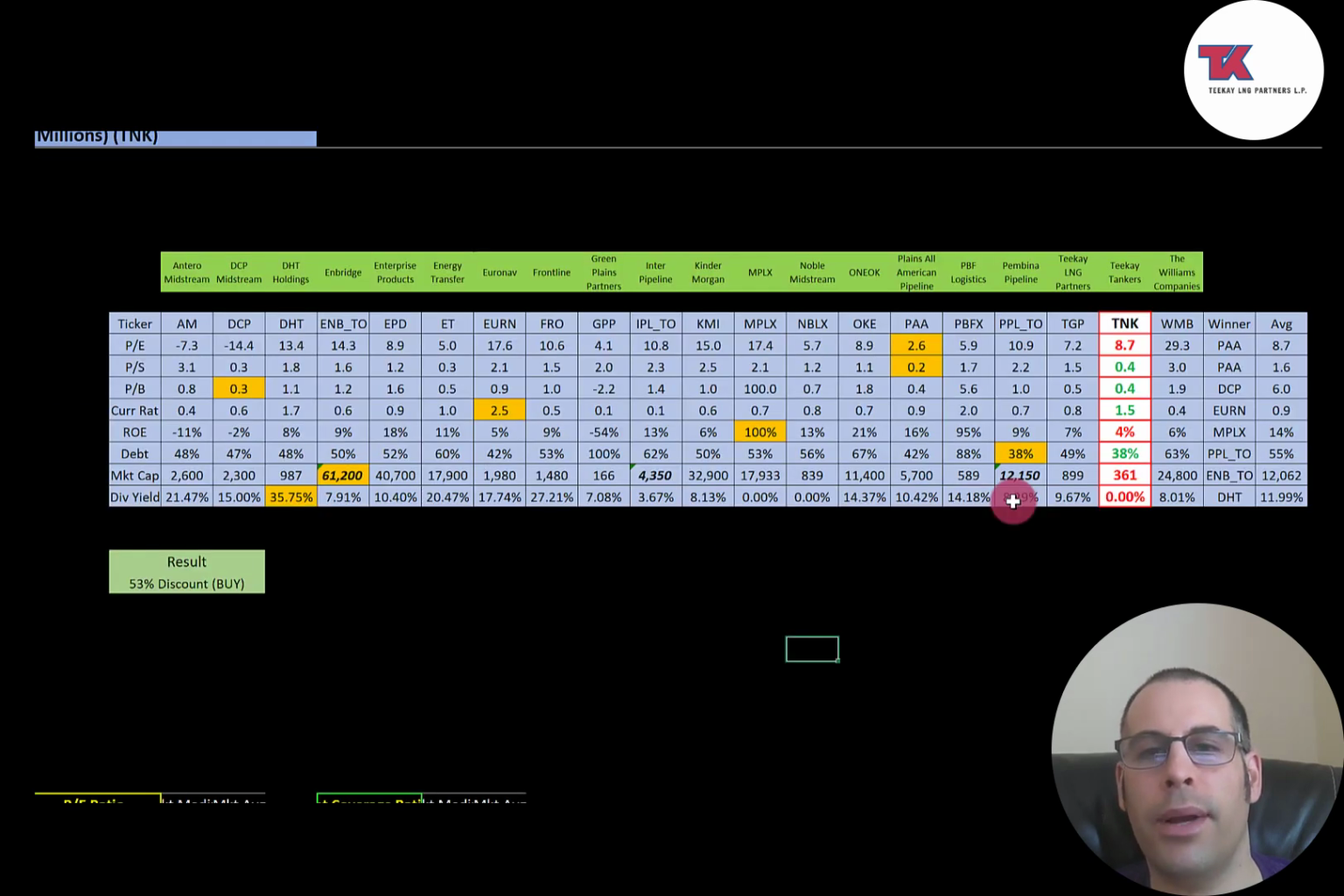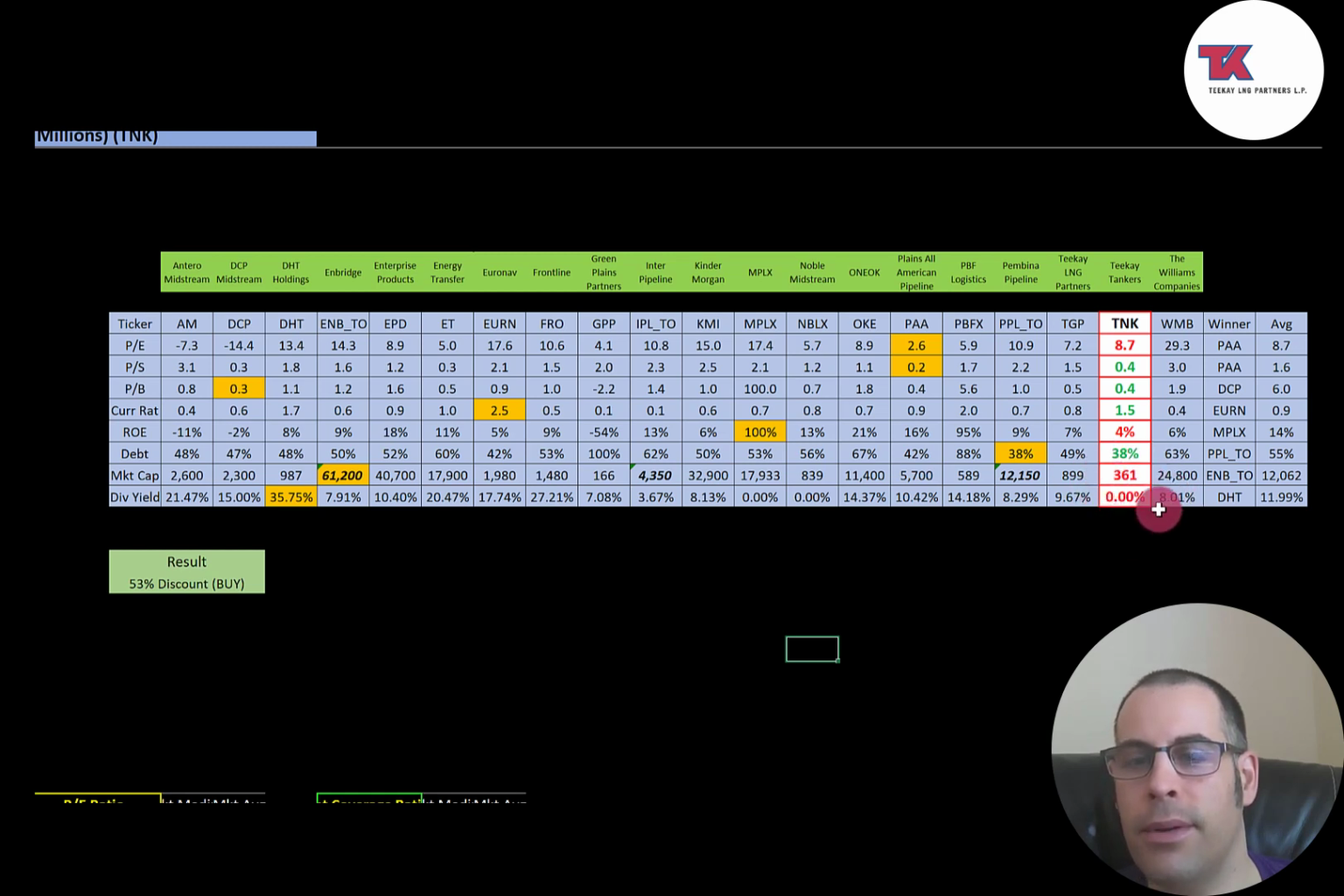The best way to look at ratios is to compare them to similar companies. I've done videos on 19 other oil and gas midstream companies, and Teekay Tankers is here at the end. If Teekay Tankers has a number in green, they're better than the average. If they have a number in red, they're worse than the average. They're about average at PE, a lot better in price to sales, price to book, and current ratio, much worse in ROE, better in debt, really low in market cap, and according to Yahoo Finance, they don't pay a dividend.